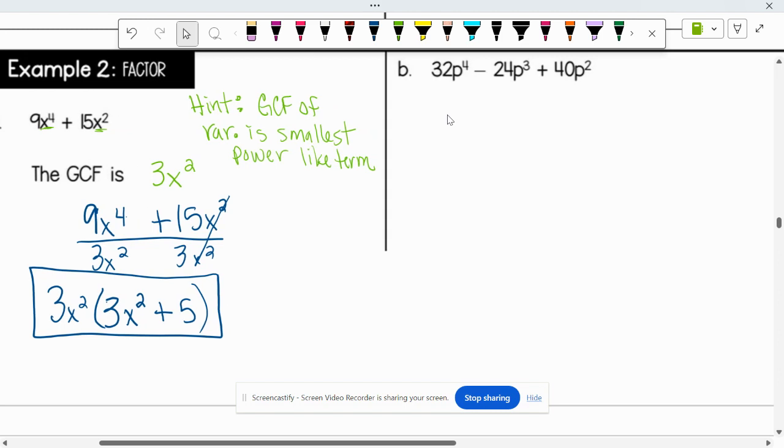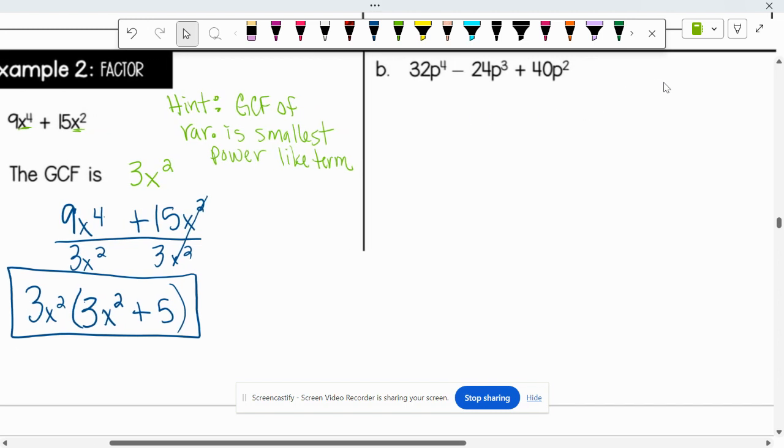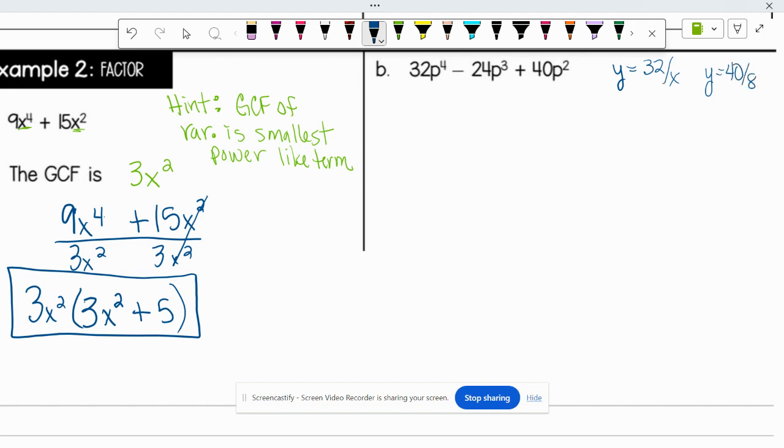Alrighty, let's look at example B. You might need to use your calculator if you don't know factors of 32. We should know 24. 32 and 40, what are some numbers? Put it in your calculator: y equals 32 divided by x, y equals 24 divided by x, y equals 40 divided by x. What's a number that divides all of them? 8. Yeah, 8 divides all of them.